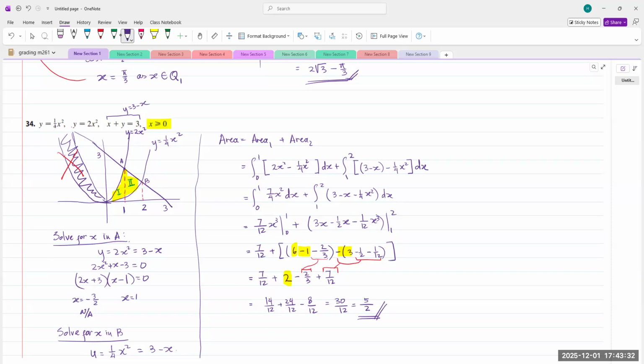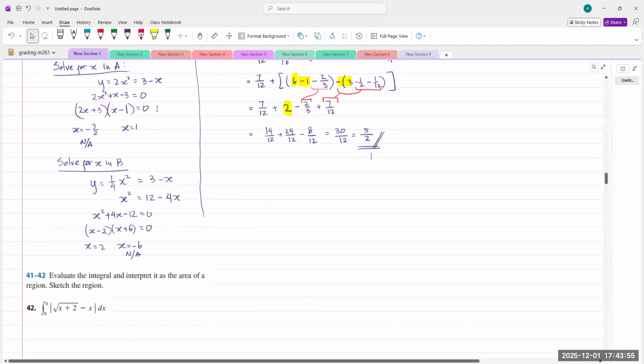Okay, you see the principle, right? This is the domain of integration, integral from 0 to 1. Upper function, lower function, right? And then for the second region, you do the same thing. That's correct.